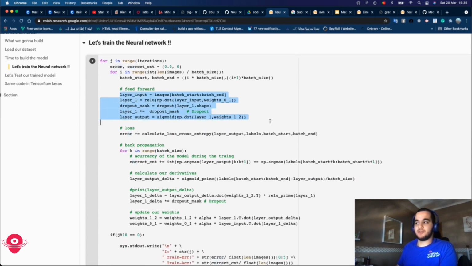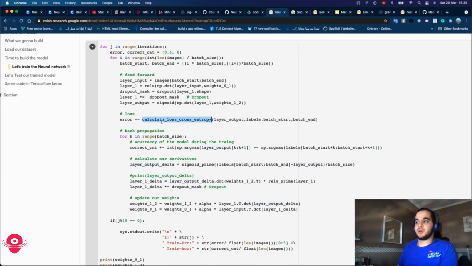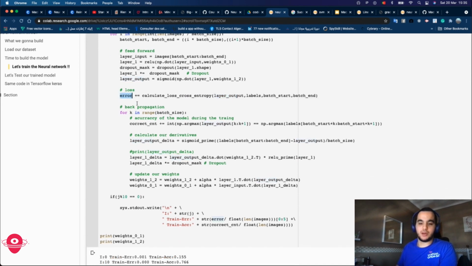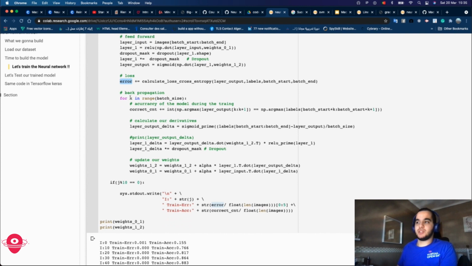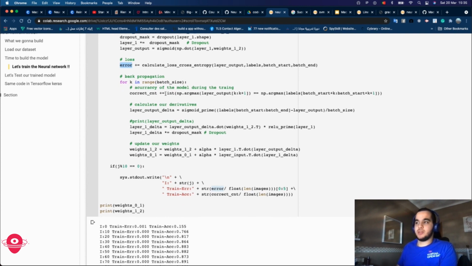You start with the feed forward that we defined before. Take an image, apply the ReLU on the dot product of the input and the weights, apply the dropout mask that we talked about, and then take that previous layer and apply the sigmoid function on it, and that gives you the output layer, which is that random guess. You call the cross entropy loss, where you calculate the difference between the output and the actual label, and we accumulate it in the error variable, and then we launch the back propagation for our batches.